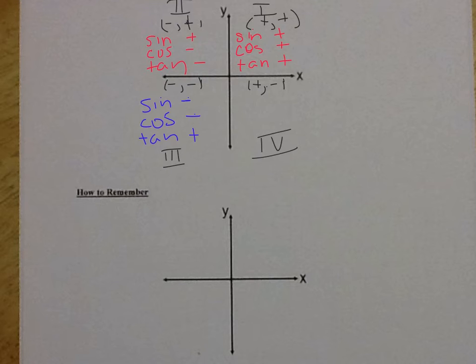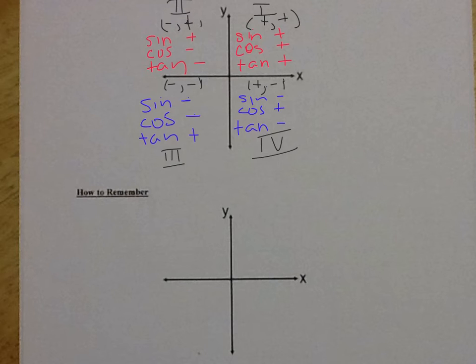All right, in quadrant 4, sine is your y value, that's negative. Cosine is your x value, that's positive. And tangent is a negative divided by a positive, sine over cosine. A negative divided by a positive is a negative. All right, so you have to know the signs in these quadrants. So I'm going to give you a way to remember this.